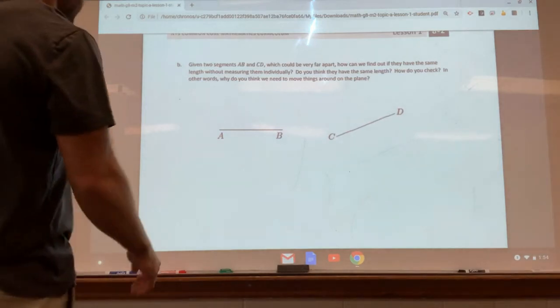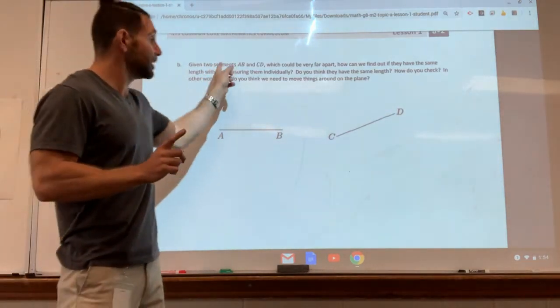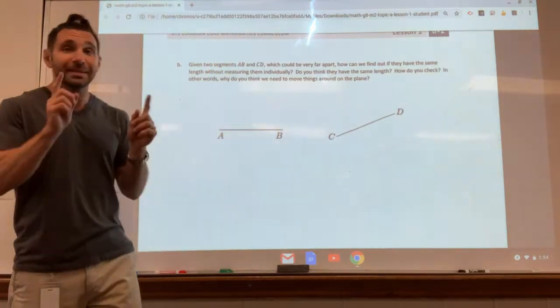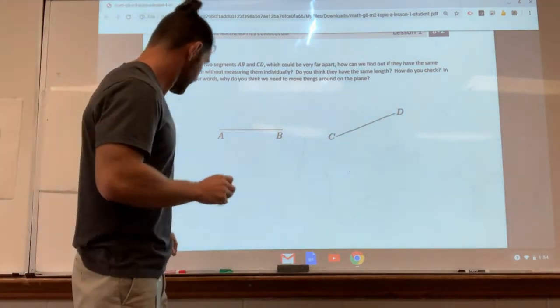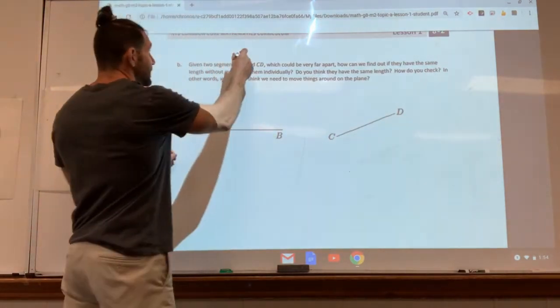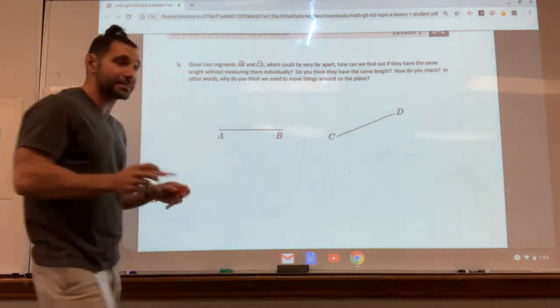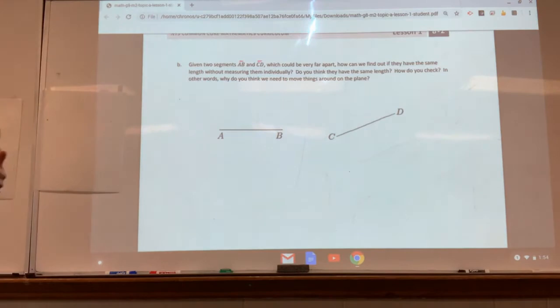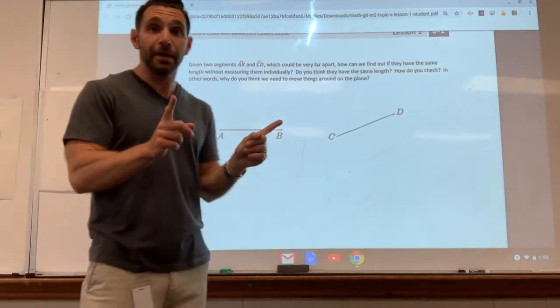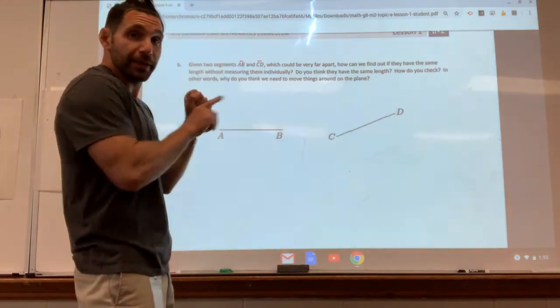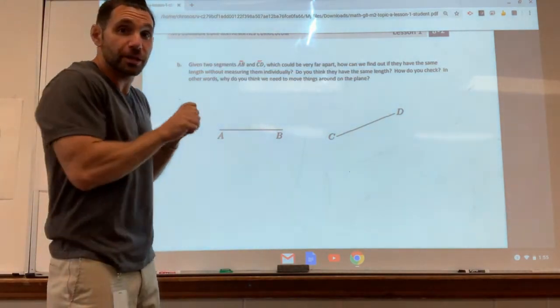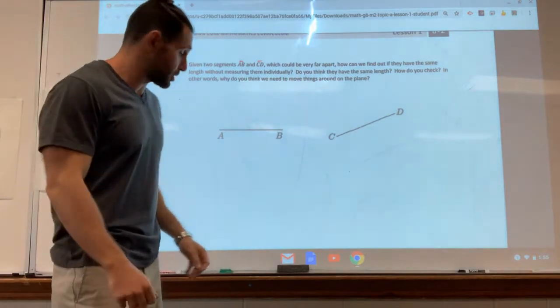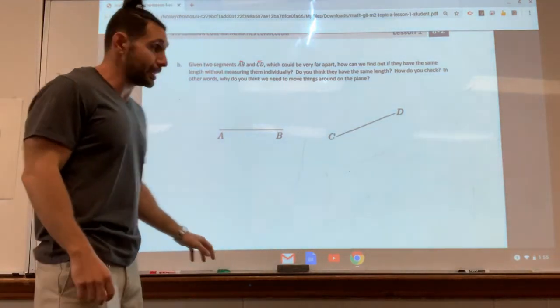So given 2 segments, segments is a key word here. Why? Because the segments have endpoints. And really, if we're being specific, this should be segment AB and segment CD. Sometimes I'm smarter than Engage New York. Have to have the proper notation. But segments have 2 endpoints, which means they stop. A ray stops at one place, goes forever in the other direction. If they go forever in both directions, they are lines.